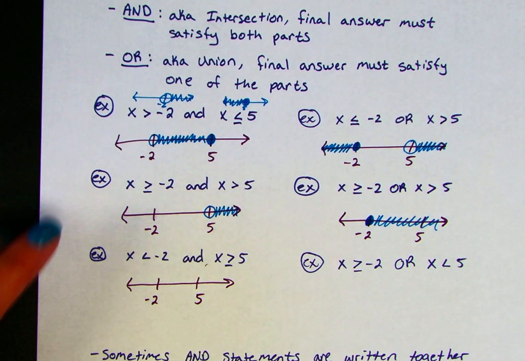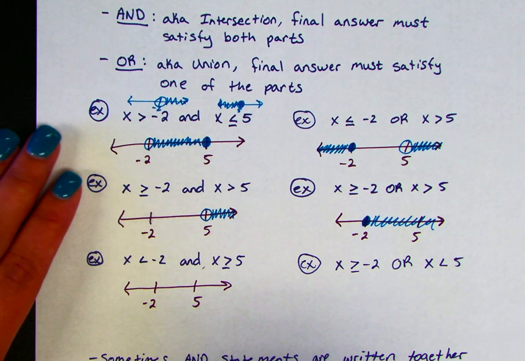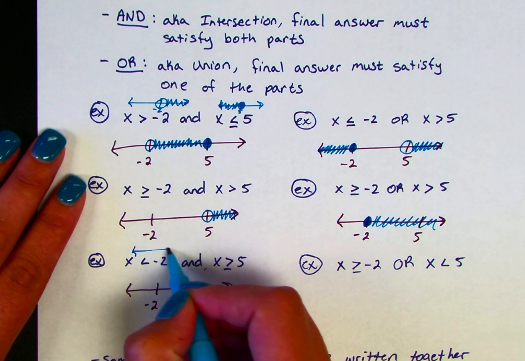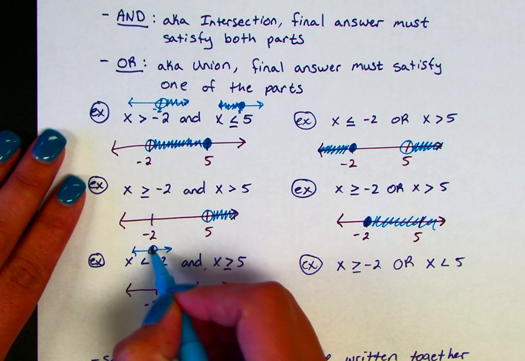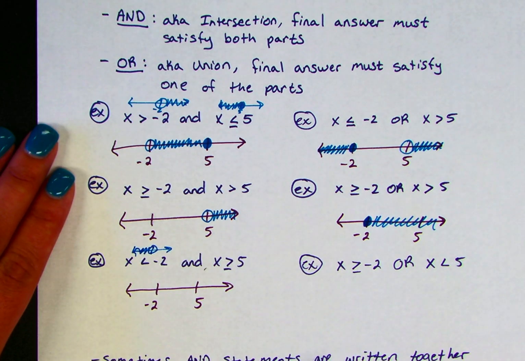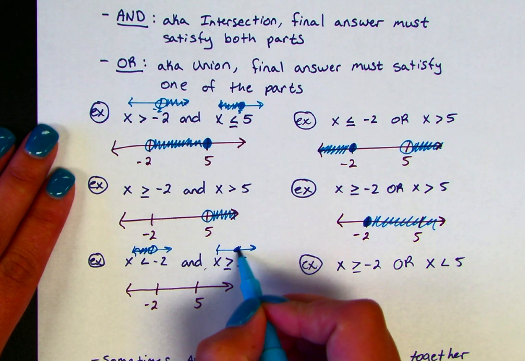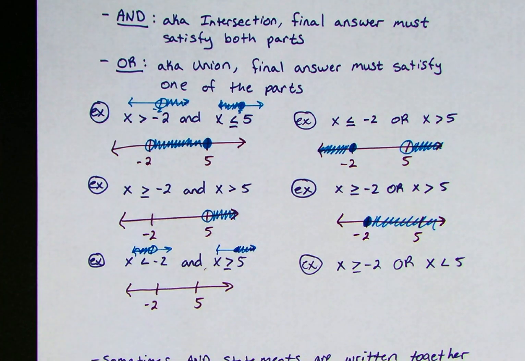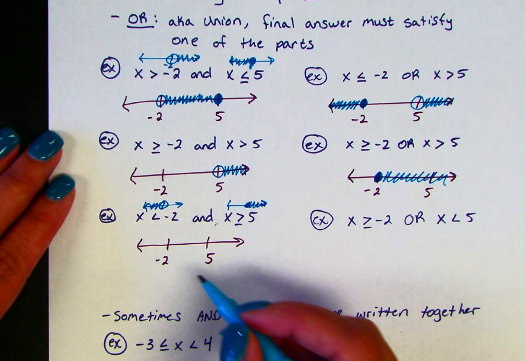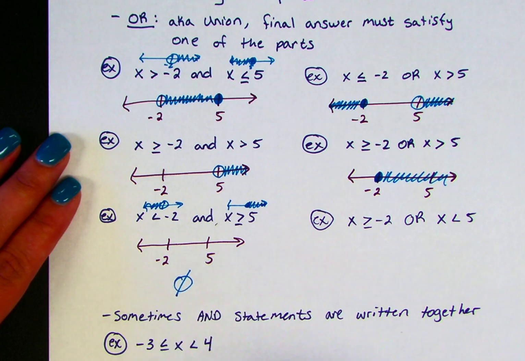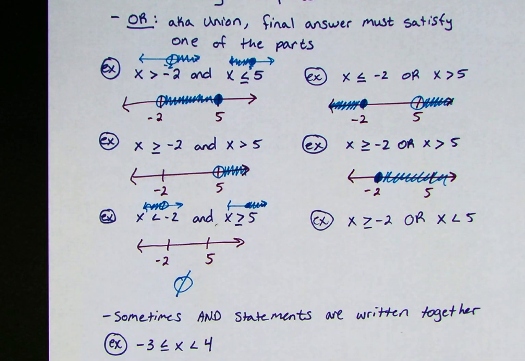All right, so notice how they're going in different directions. So again, if you need to, make a separate graph. Open circle going this direction, and then for this one, closed circle going this way. Notice how when I shade them, they're not going towards each other, so there is no overlap happening. If there's no overlap, that means there is no solution to this, and I shouldn't have any shading on that number line. Okay.